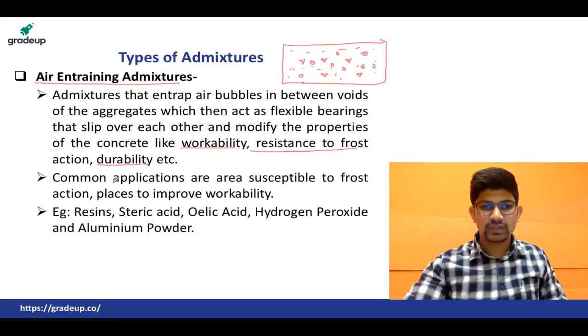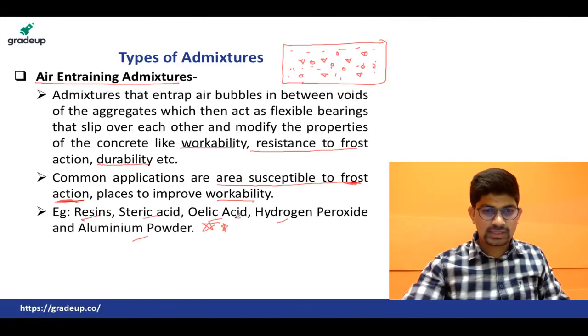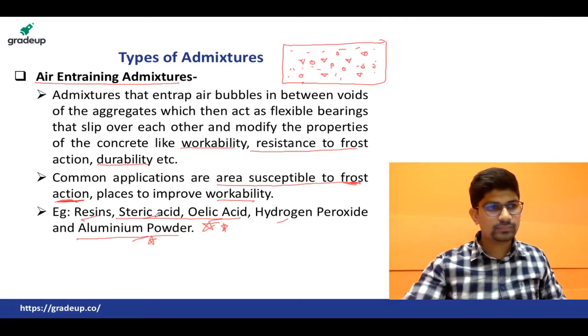Now common applications are areas susceptible to frost action. This word is very important, frost action. Frost action is linked to air entraining admixtures, and places to improve workability. The examples are resins, stearic acid, oleic acid, hydrogen peroxide, and aluminium powder. Of these, oleic acid, stearic acid, and aluminium powder are very important. So these are some of the types.